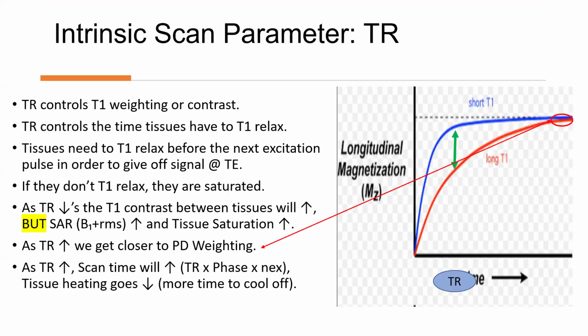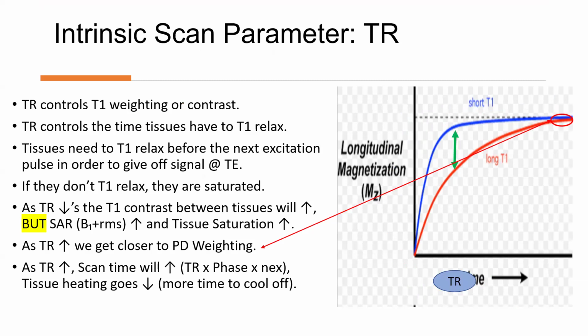So TR controls T1 contrast. It controls how much time each slice has to T1 relax. And you've got to know this: that tissue needs to T1 relax before the next excitation to give off signal at TE. If they don't T1 relax, they are saturated.